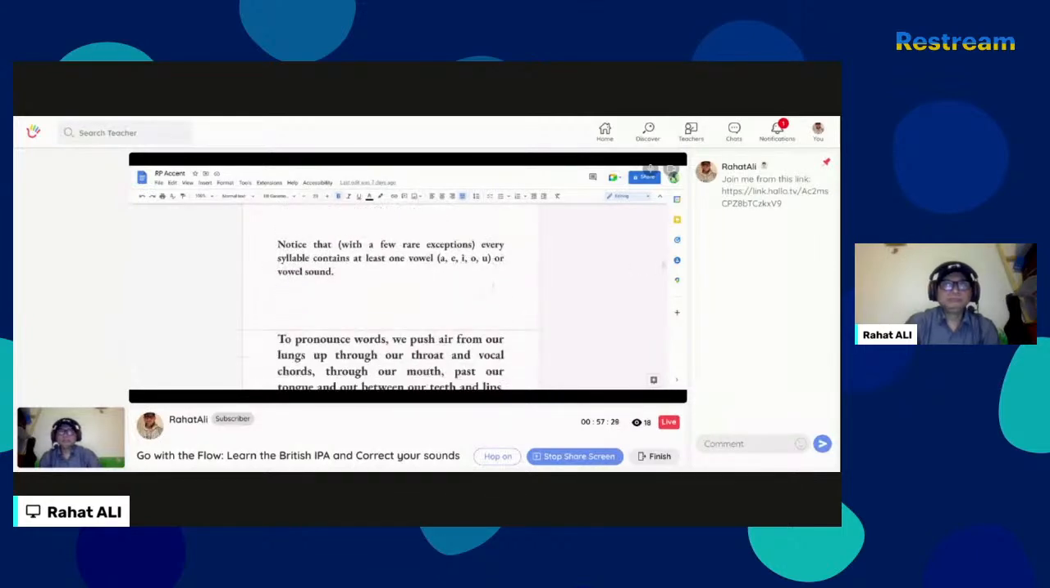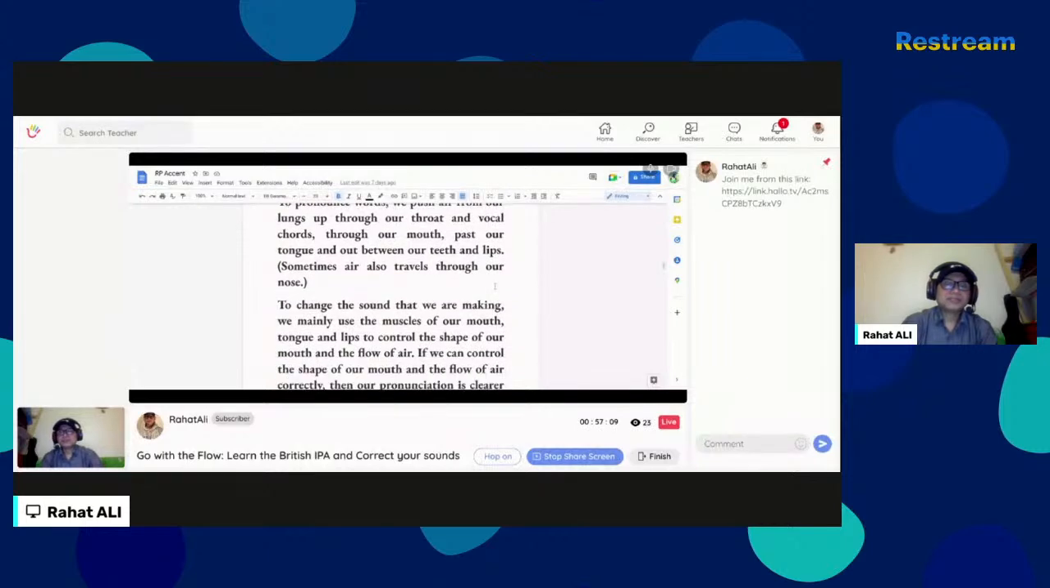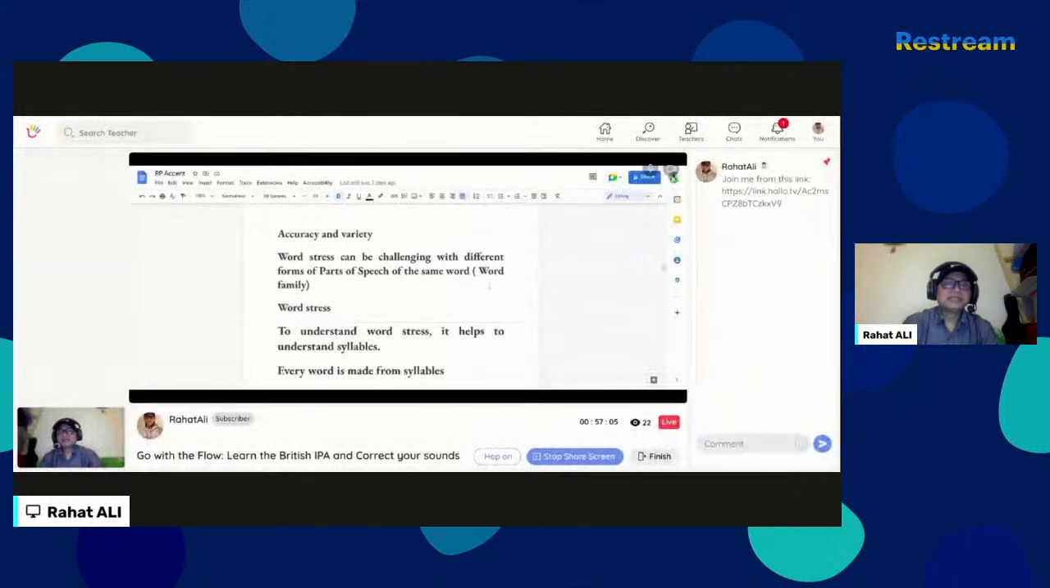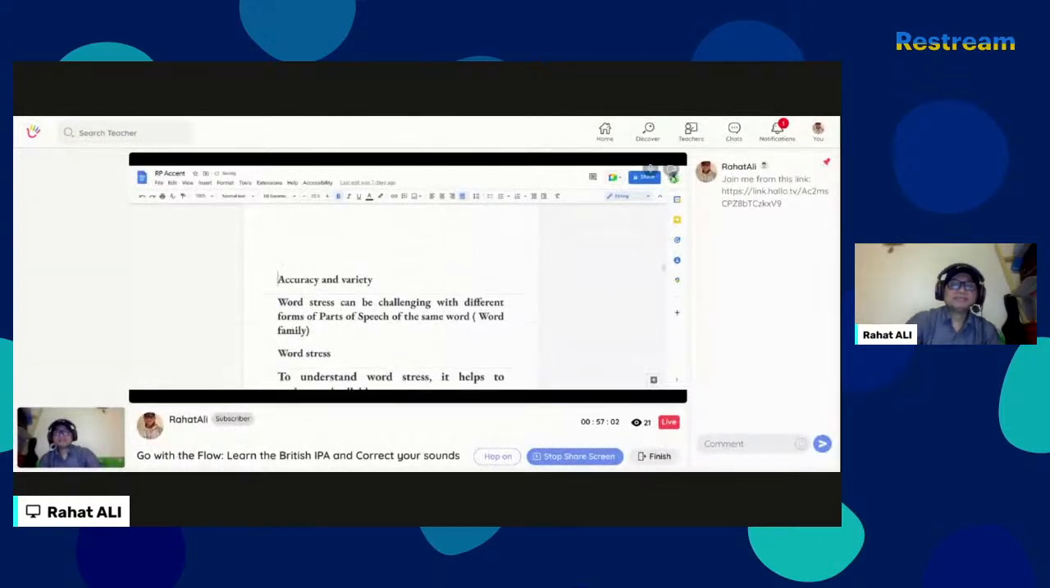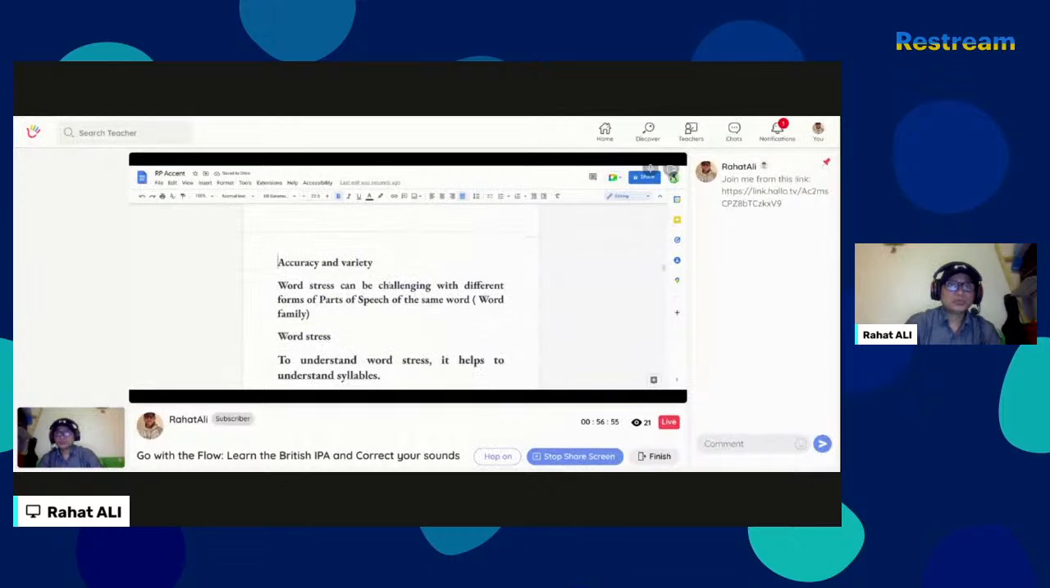Last week, we explained the different types of syllables. So we are going to emphasize a little bit more. To pronounce a word, we push air from our lungs up. Okay, this chain of sound we are making. Hang on a second. Accuracy and variety. Word stress can be challenging with different forms or parts or pieces of the same word, word family.